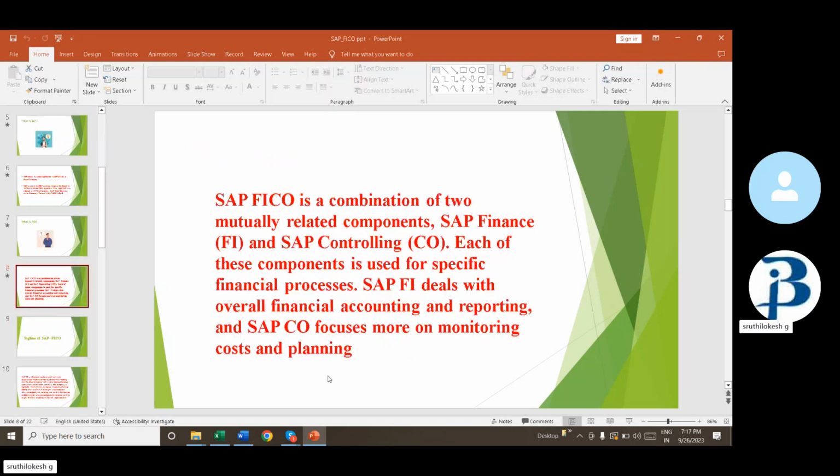Next, SAP FICO is a combination of two mutually related components. SAP deals with overall financial accounting and reporting. Financial accounting means all the organizational structure we'll have. The company will create the company code, business area and all of that here. And all the reporting we need for the company we'll do. Reporting means here we'll monitor only cost centers and the planning we need.